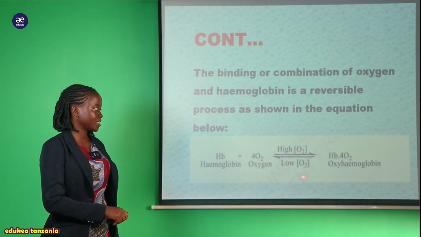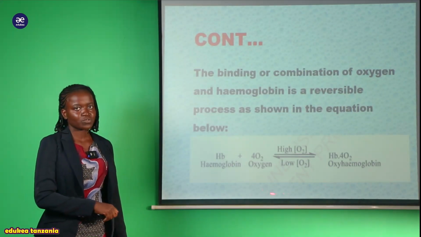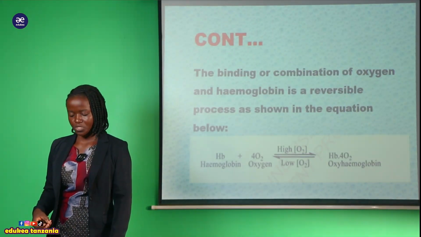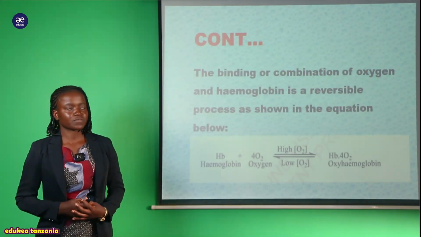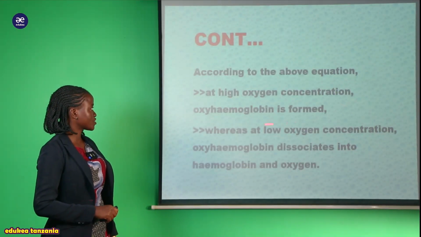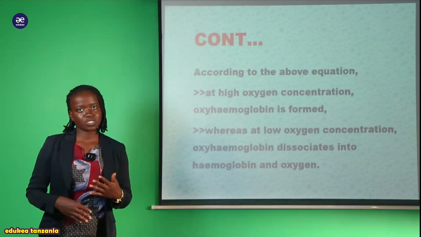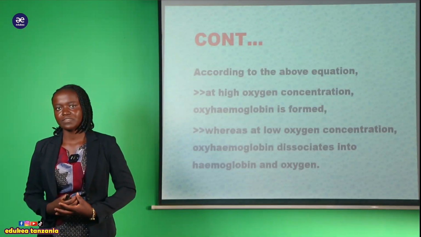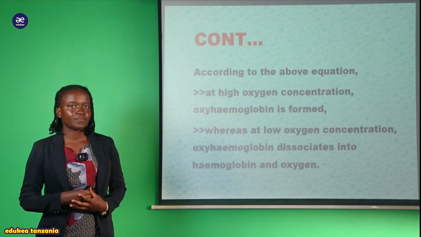this oxyhemoglobin tends to dissociate. After dissociation, it gives the hemoglobin together with the 4 molecules of oxygen, whereby the oxygen now tends to be used within a tissue. So the clarification of the equation: we say that according to the equation that we have seen, at a higher concentration of oxygen, it tends to form oxyhemoglobin. So when there is a high concentration of oxygen within the alveoli, that is where we form oxyhemoglobin, that is the combination between 4 molecules of oxygen and the hemoglobin.